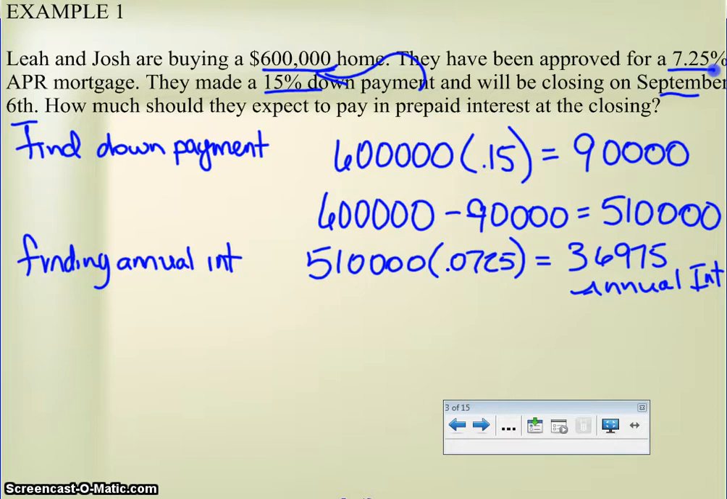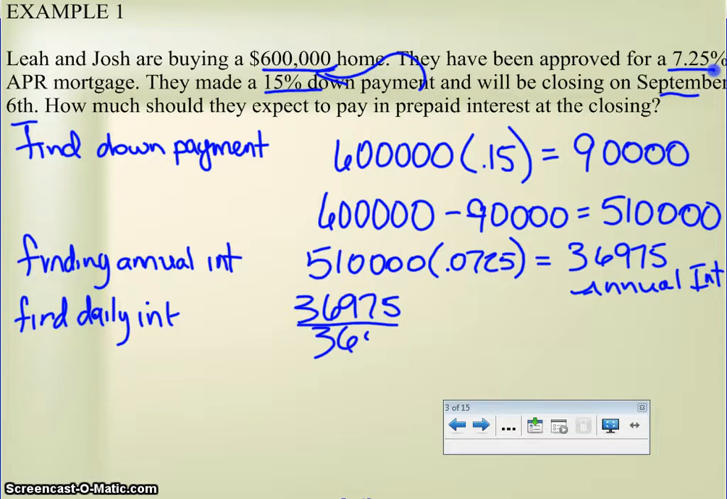Next step, I need to find the daily interest. And that's very easy once we've found the annual interest and if we know how many days are in a year. So we're going to take $36,975. We're going to divide that by 365. We always assume it is a non-leap year unless it tells us that it is a leap year. So we find that interest in one day is $101.30. And that's per day.